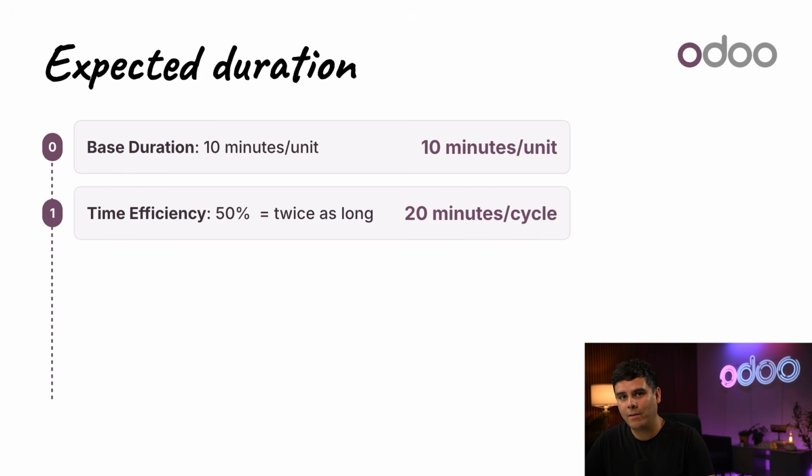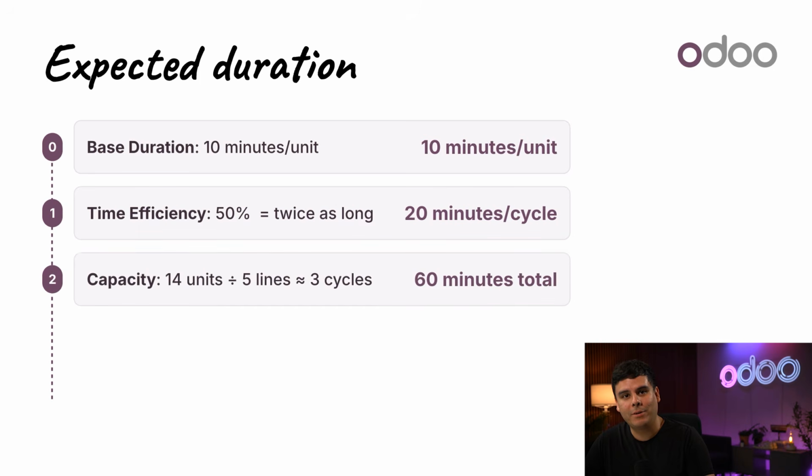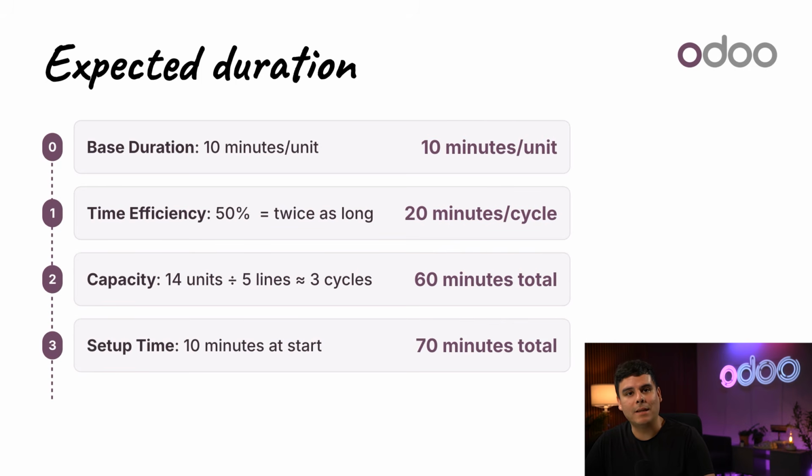Step 2, moving on, but we have 5 production lines at this work center, so we can process 5 units at a time. Odoo schedules full cycles, so round up 14 divided by 5, and we are at 3 cycles. 3 times 20 minutes is 60 minutes. Now our third step, setup time, is 10 minutes. This is added afterwards because setup takes a set amount of time before the work order, so it isn't affected by time efficiency or product capacity cycles. 60 plus 10, we're at 70 minutes now.